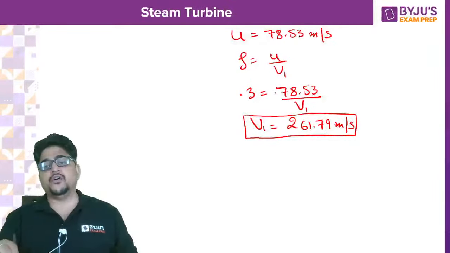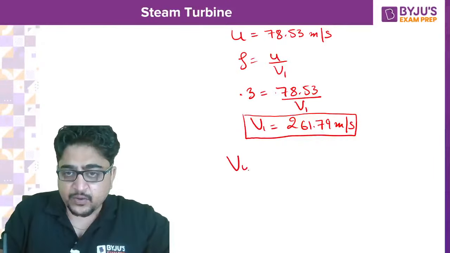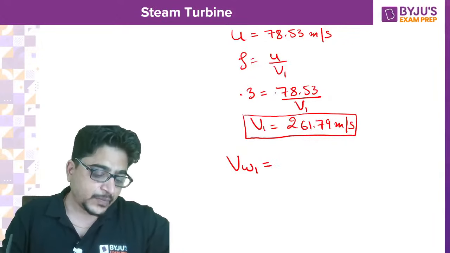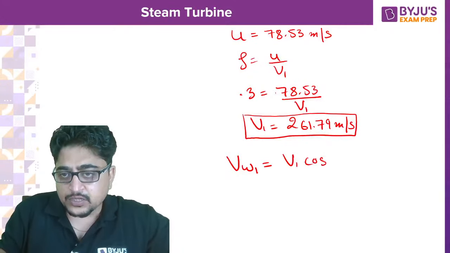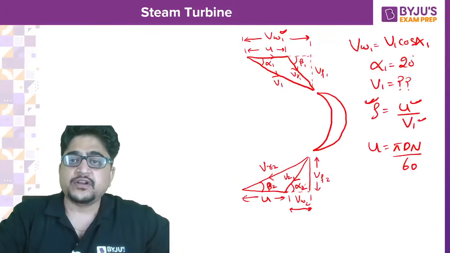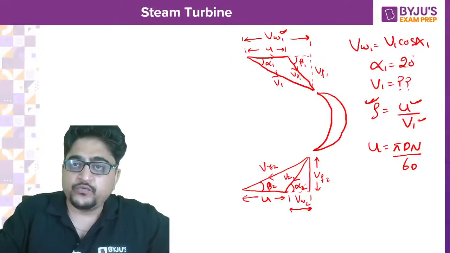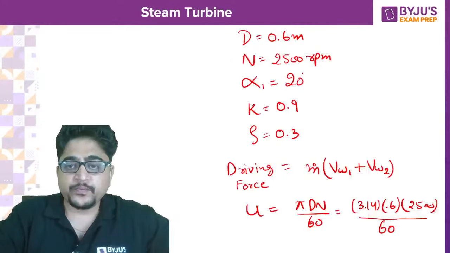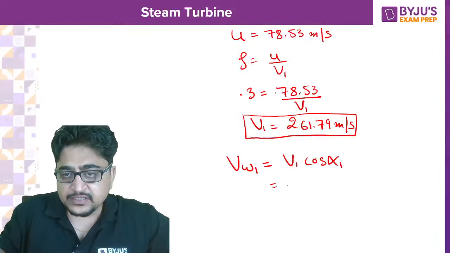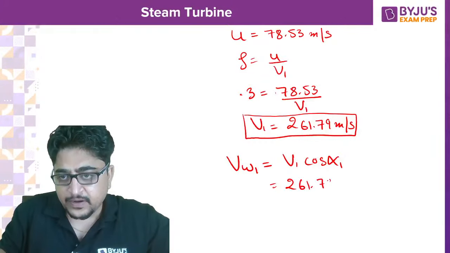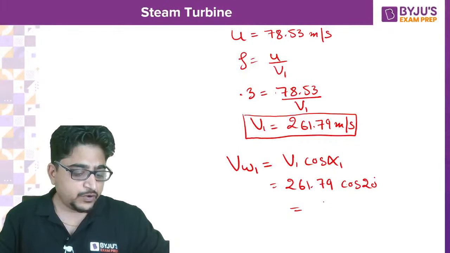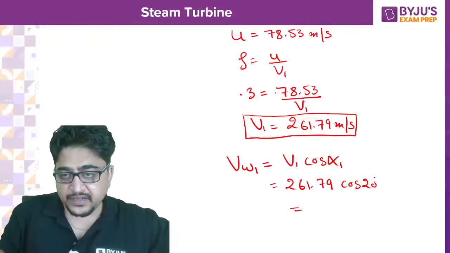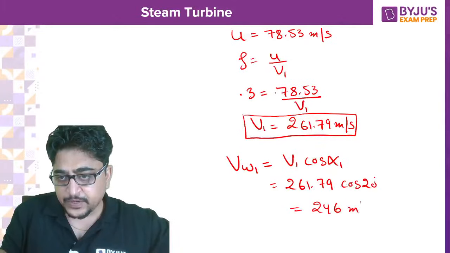Now we got the value of V1, so we can easily calculate the value of VW1, that is V1 cos alpha 1. VW1 is equal to V1 cos alpha 1, right? So V1 is equal to 261.79 into cos of 20 degree. What is the value of VW1? Please tell me the answers. It is coming as 246 meter per second.